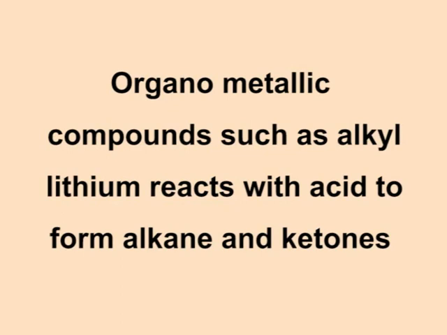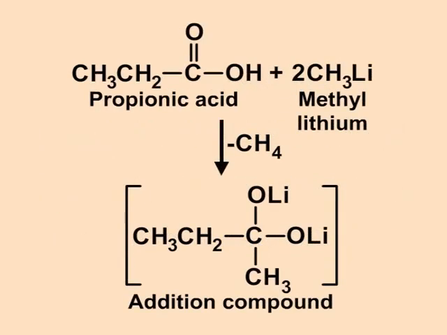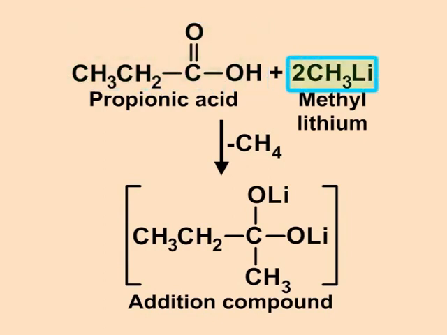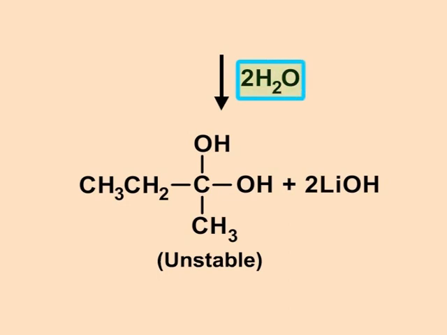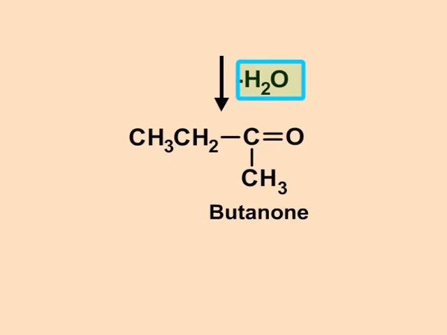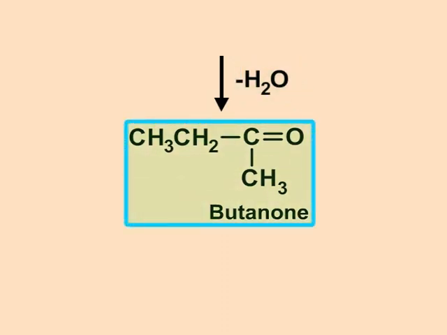Organometallic compounds such as alkyl lithium react with acid to form alkane and ketones. Let us take an example. Propionic acid reacts with methyl lithium in presence of ether to form methane and an addition compound, which upon hydrolysis gives unstable compound which loses a water molecule to form butanone.